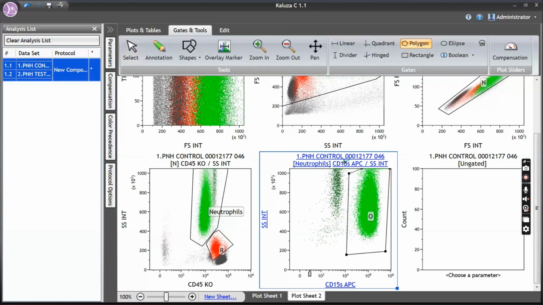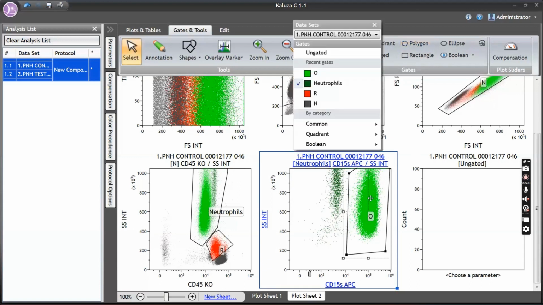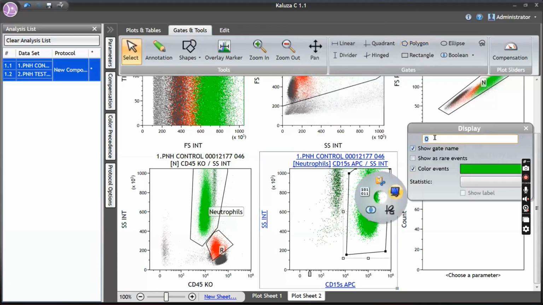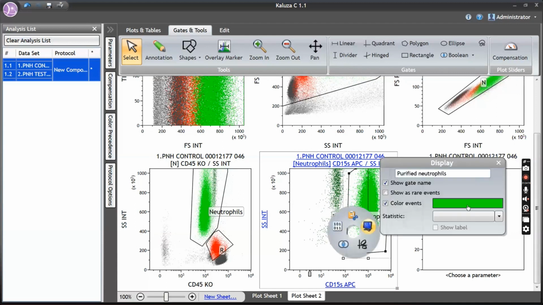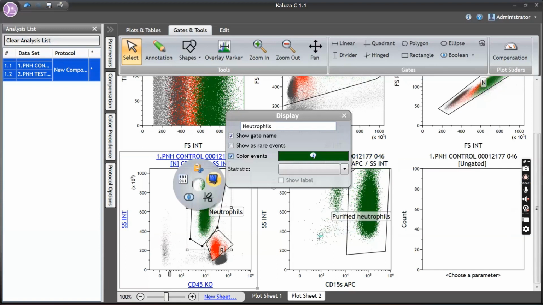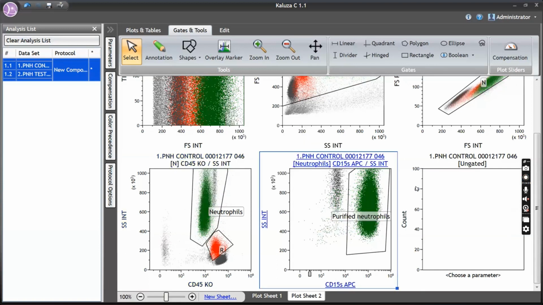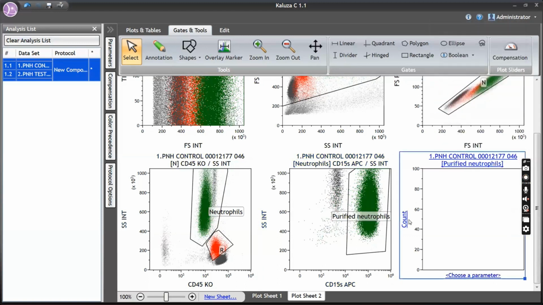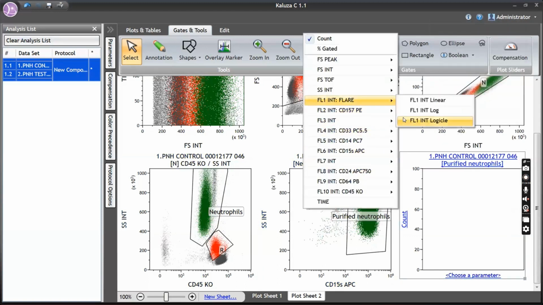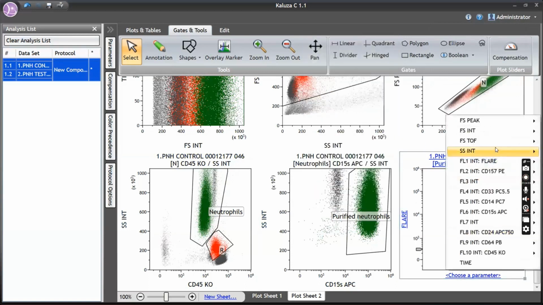So I'll get the neutrophils. Now I label them as purified neutrophils. I'll give them green color. Okay, so neutrophils are purified. Now we'll finish off neutrophils first. Let me put the purified neutrophils and check for expression of FLAER and CD24.